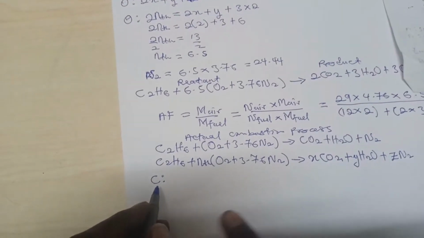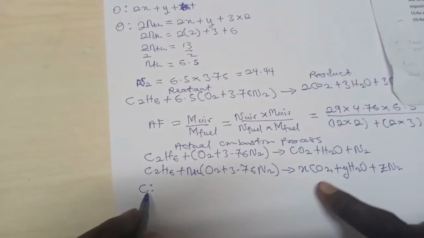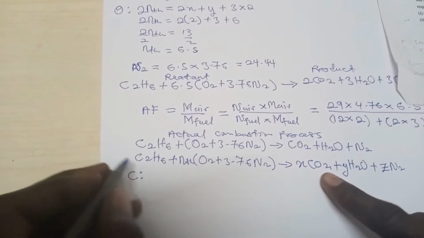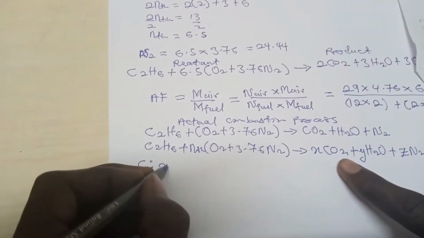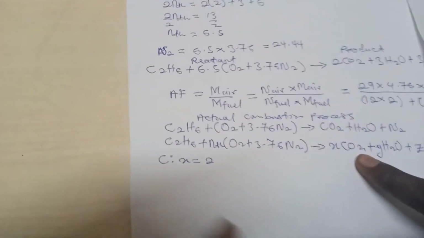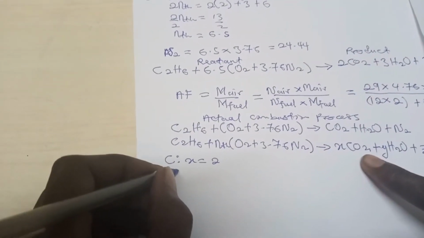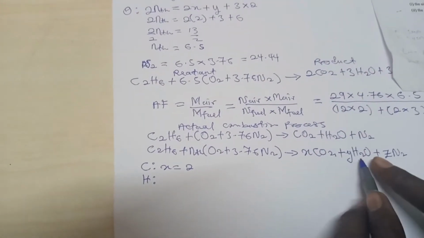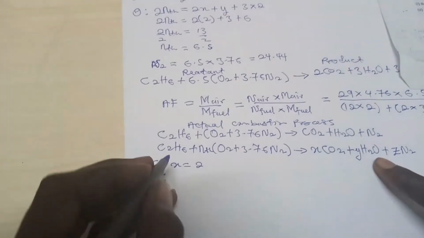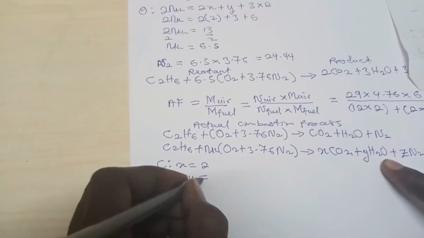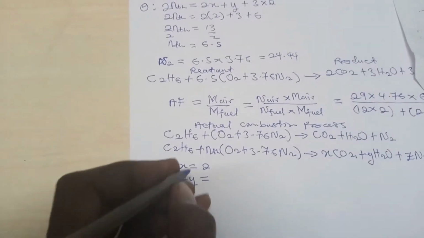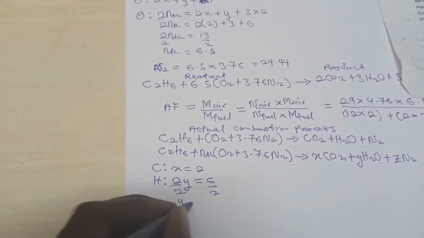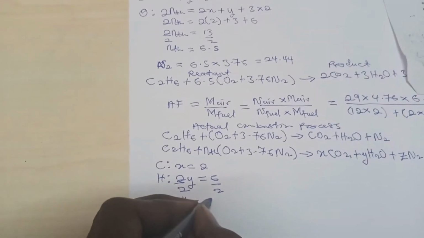So now we know for C, the carbon at the product side is 1 and the carbon at the reactant side is 2, so x equals 2. Now for H, at the product side H equals 2, so 2y equals 6 at the reactant side, 6 divided by 2, so y equals 3.